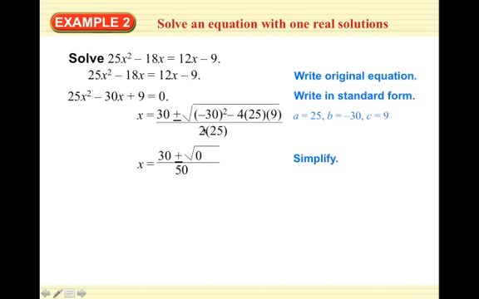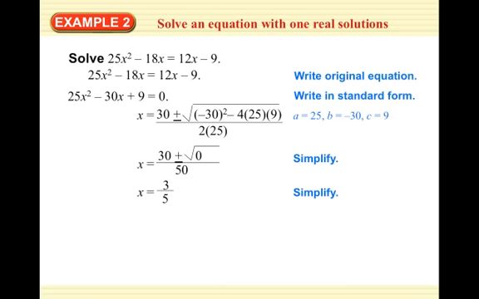So we want to simplify. So we get 30 plus or minus negative 30 times negative 30 is 900. 4 times 25 is 100 times 9 is 900. So we have 900 minus 900, which is 0 over 50. So we're going to simplify. The square root of 0 is just 0. And so we get 30 plus or minus 0 over 50.